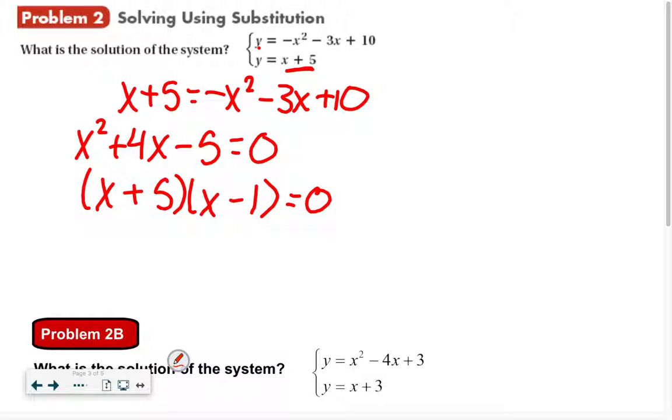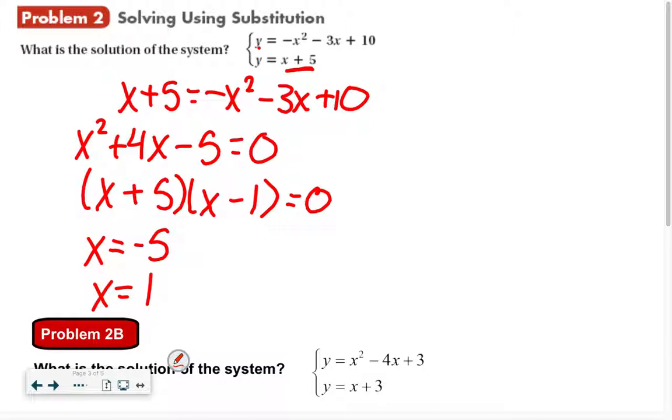That FOILs out to work, right? From there we get our x's, each equal to 0. What would this x be? Negative 5. What would this x be? 1. Are we okay through there?